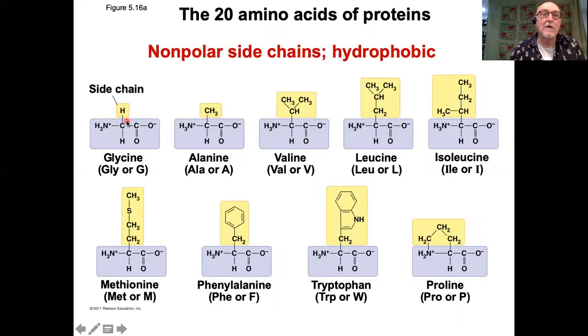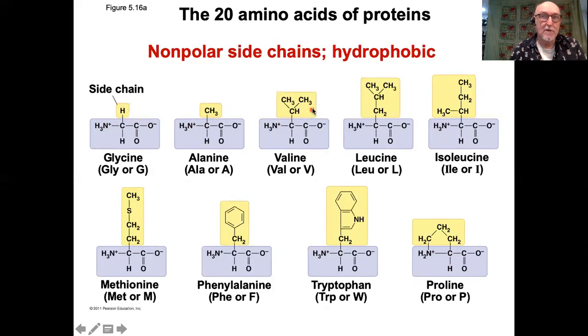Here, have a look, and what have we got? Here's our central carbon, here's our amino group, here's our carboxyl group. Same here: central carbon, the alpha carbon, the amino group, the carboxyl, and so on. They're all identical. But when you look at their side chains, you'll see the side chains vary tremendously. Here's just a single hydrogen, a methyl group.